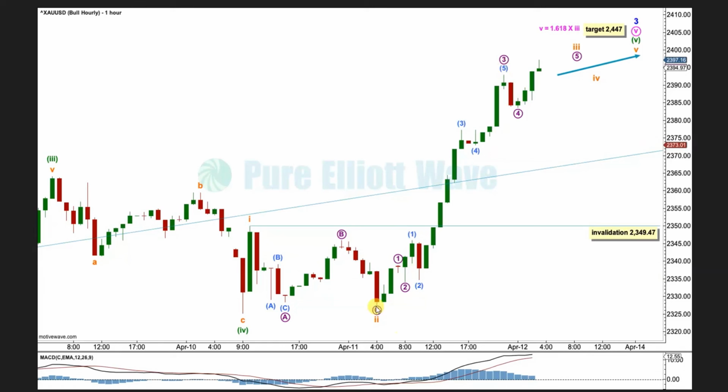And coming from the bottom of subminuet wave 2 here, I'll start counting and looking for 5 waves. And those 5 waves can nest together. So here we have 1, 2, 3, 4, 5 at a larger degree, but this third wave is also composed of 1, 2, 3, 4, 5, for a total of 9 waves up so far.